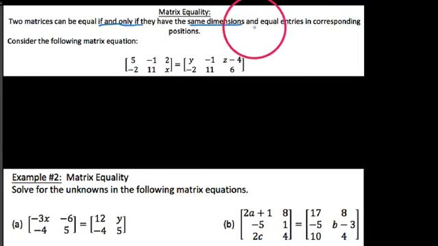That is, the same dimensions means they have to have the same number of rows and the same number of columns, or the same order. So we say equal entries in corresponding positions as well. They have to have the same dimensions, but also equal entries in corresponding positions.